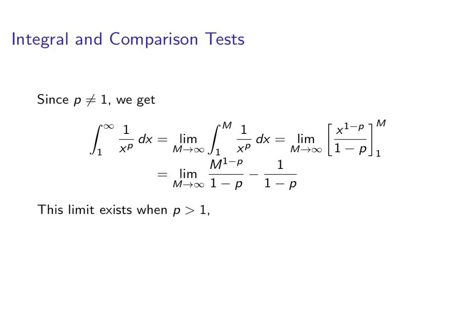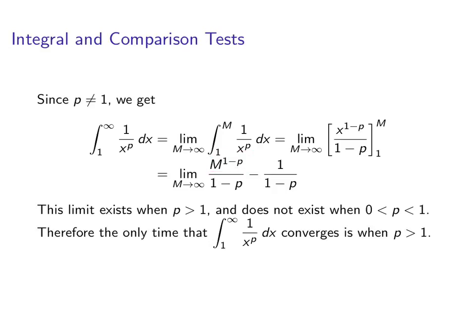Now that limit exists when p is bigger than 1, because in that case you have m raised to a negative power, and so that would go to 0. It does not exist when p is between 0 and 1, because now that exponent on m will be a number that's bigger than 0, and so that would go off to infinity as m goes to infinity. So really, the only time that we found out that this integral converges is when p is bigger than 1.